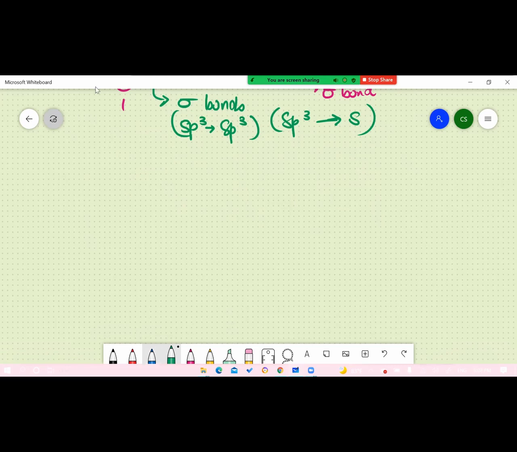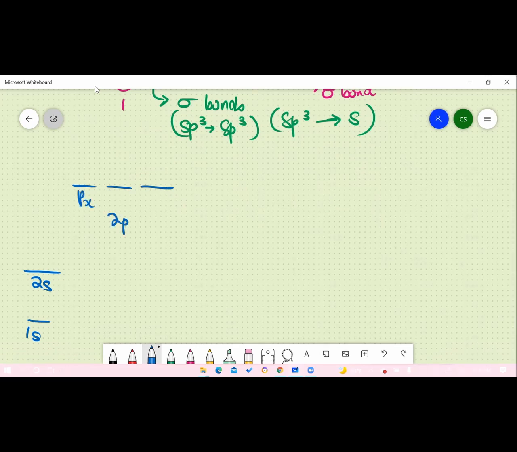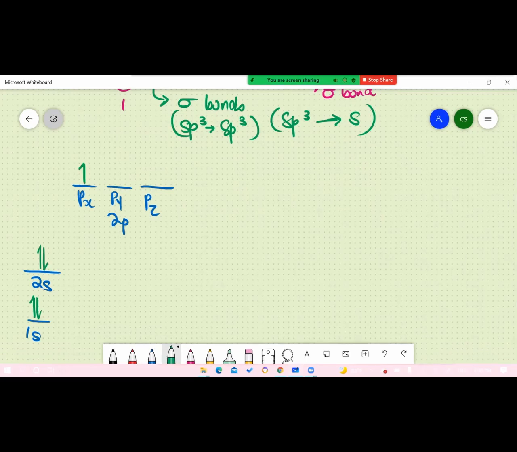So I'm going to draw it. You have your 1s, even though this is unnecessary at the moment, 2s, and you have your 2p's, which is your px, your py, and your pz. All right. This has 2 electrons. This has 2 electrons. This has 2 and 1 blank.